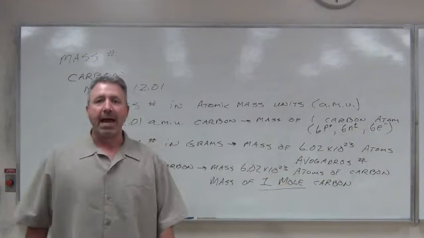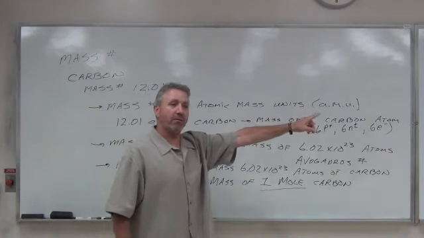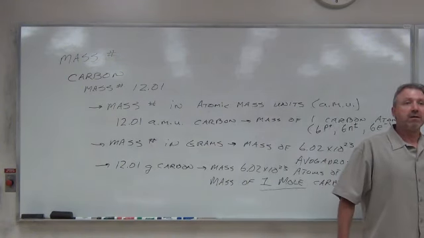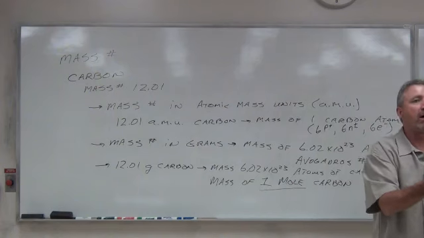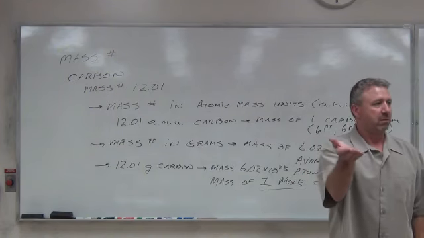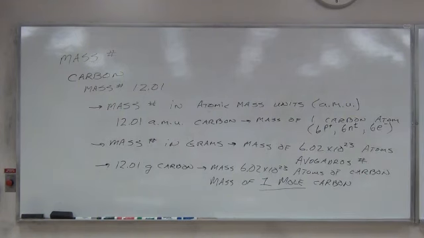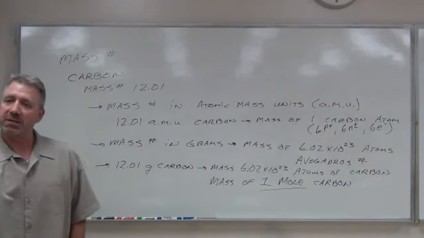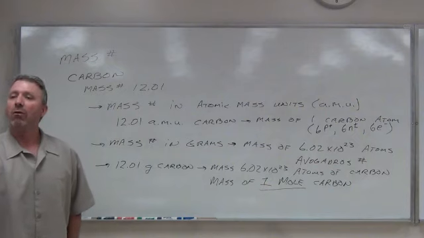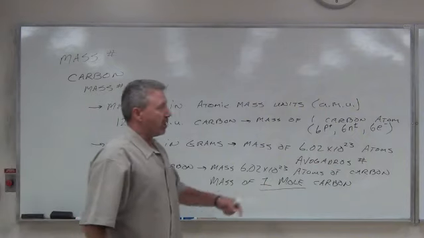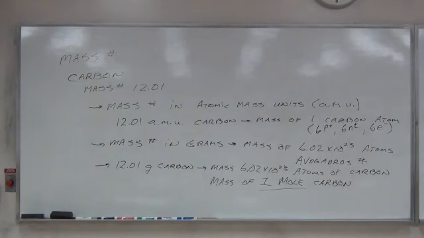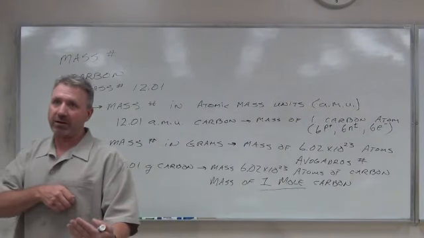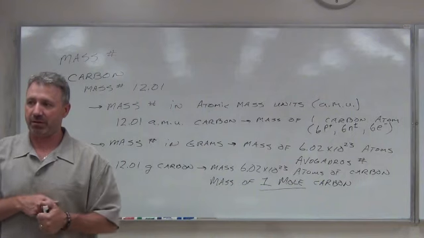Okay? And we have a mole of any one of those elements. Pick an element. Pick its mass number. Go to the balance. Weigh out that amount. And you have 1 mole. Okay? Carbon. You go and you weigh out 12.01 grams of carbon. You have 6.02 times 10 to the 23rd atoms of carbon, or 1 mole of carbon. 22.98 or 23 grams of sodium. You have 6.02 times 10 to the 23rd atoms of sodium, or 1 mole of sodium.